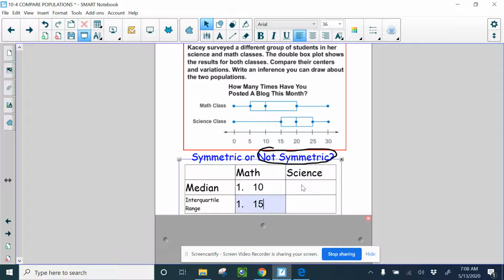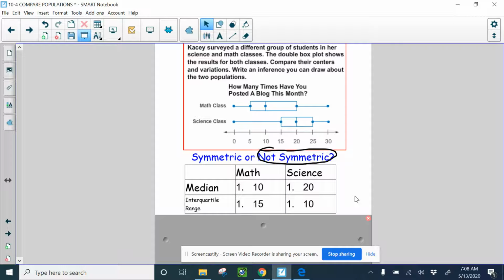Now if I look over here at science, for my median I'm going to look in the middle of the box, so I'd be at 20. And if I look at my interquartile range, it's going to go from 15 to 25, so my interquartile range would be 10. Now I've examined that, I can make some comparisons between the two.